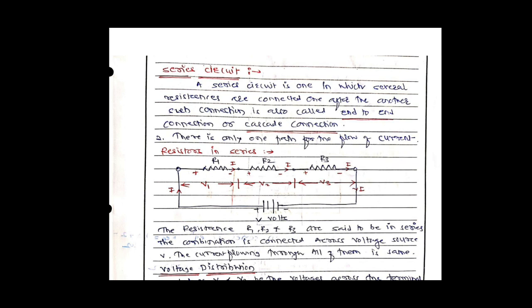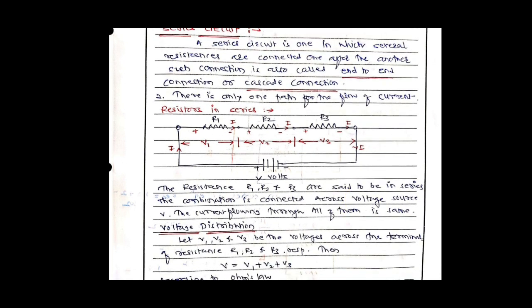So in a diagram, there are three resistors R1, R2 and R3, and these are connected one after another, meaning R2 is connected after R1, R3 is connected after R2, and this type of connection is called end-to-end connection, or it is called cascade connection. The second point is there is only one path for the flow of current.